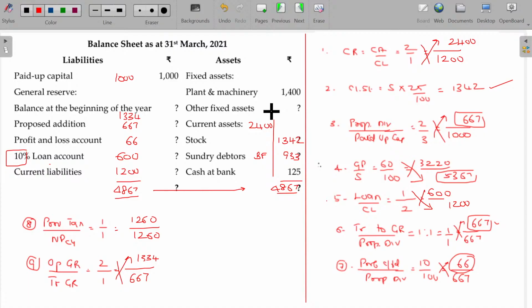Only one asset value is pending, other fixed assets. By tallying, get the balancing figure for that. 1,067 will be the final. Clear, balancing figure. 1067 will be the balance.